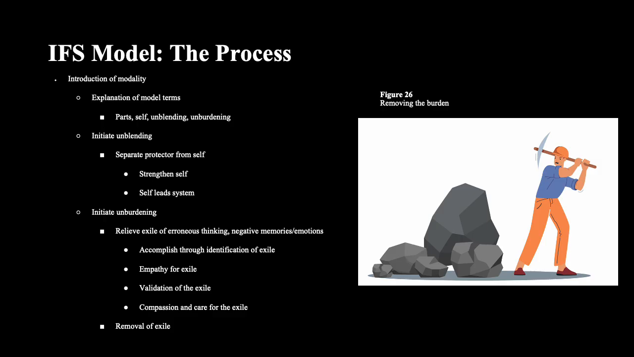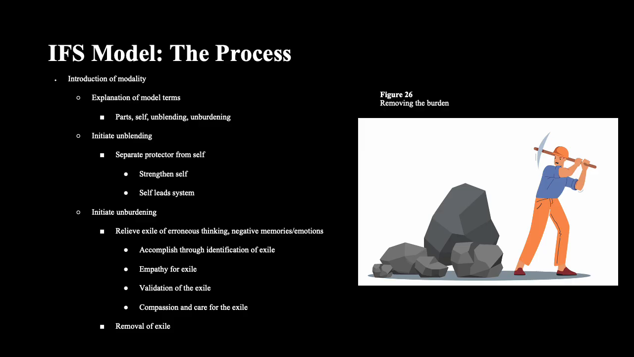When working with the internal family systems model, you want to first introduce the modality to the client and explain a few key terms, which include the parts, which we discussed, which may be like the exile and the protector; unblending, which is where you separate the protector from the self and strengthen the self, and then the self eventually leads the system; and the final term is unburdening.